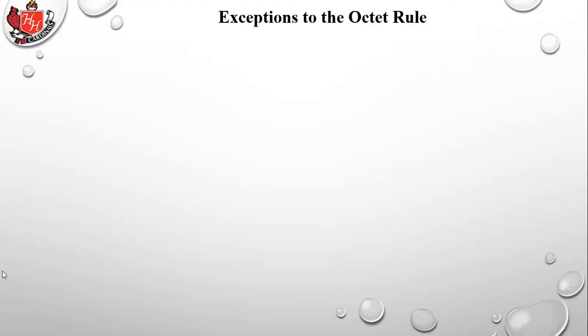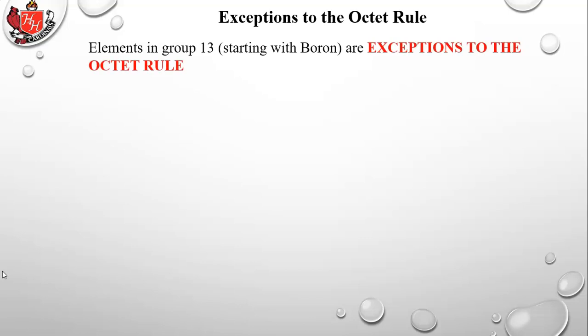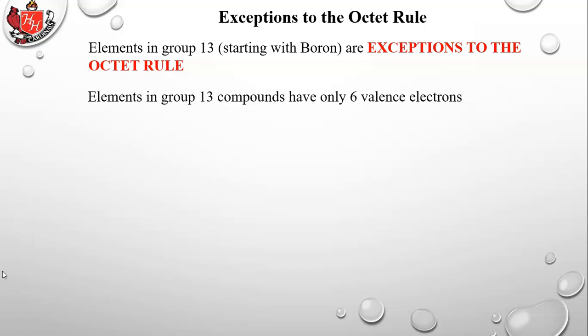Now there are some exceptions to the octet rule, so we'll just cover those here. There's not a lot of them, but elements in group 13, if you look at the column that has boron, B, are exceptions to the octet rule. That would be boron and aluminum, for example. So elements in group 13 compounds have only 6 valence electrons.